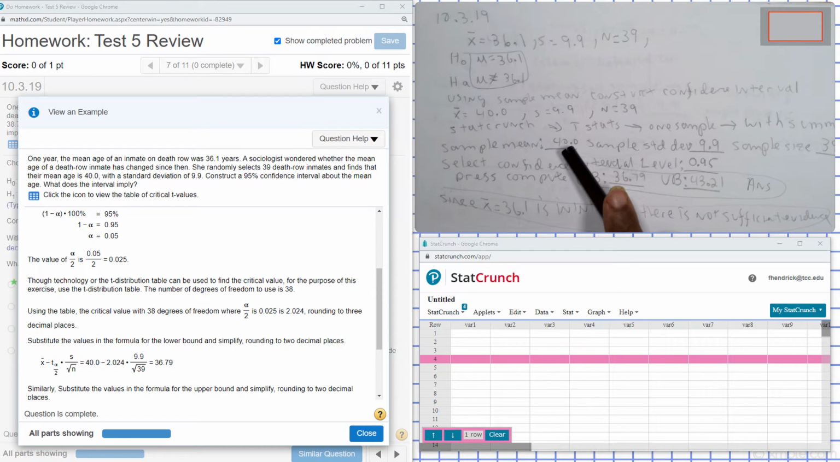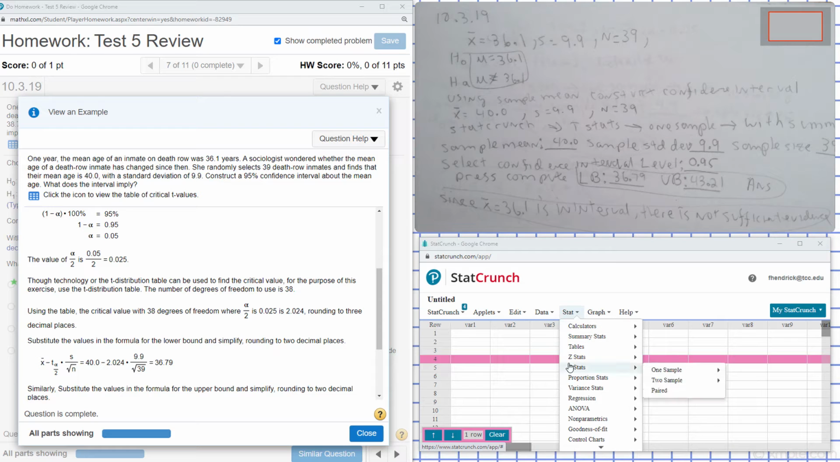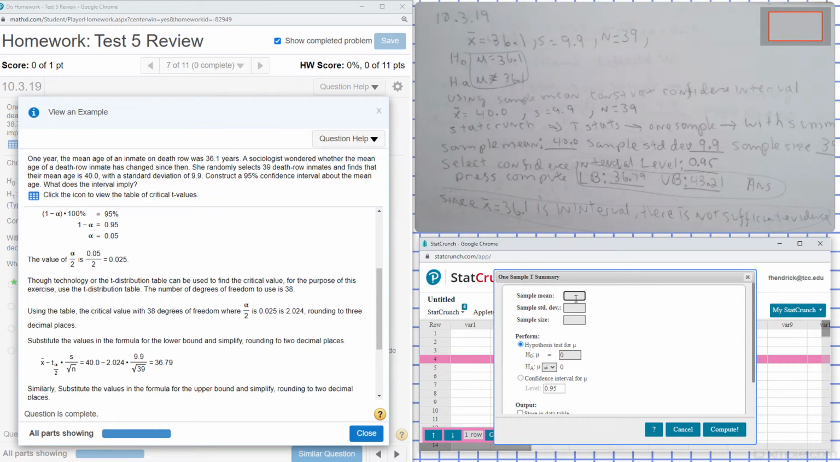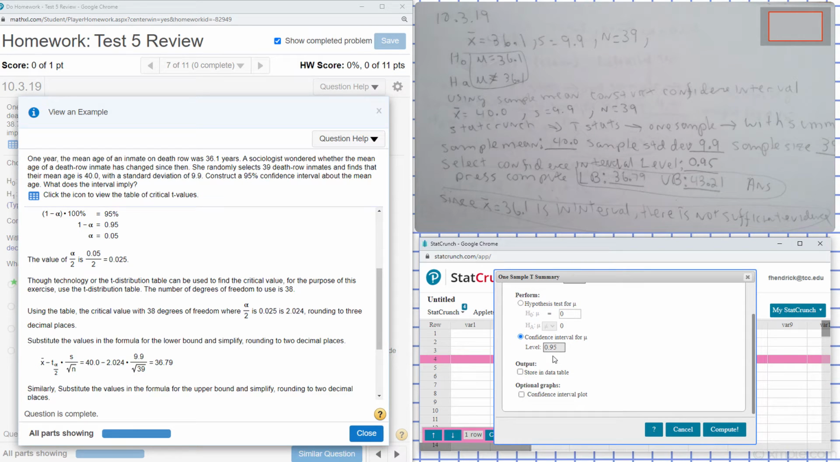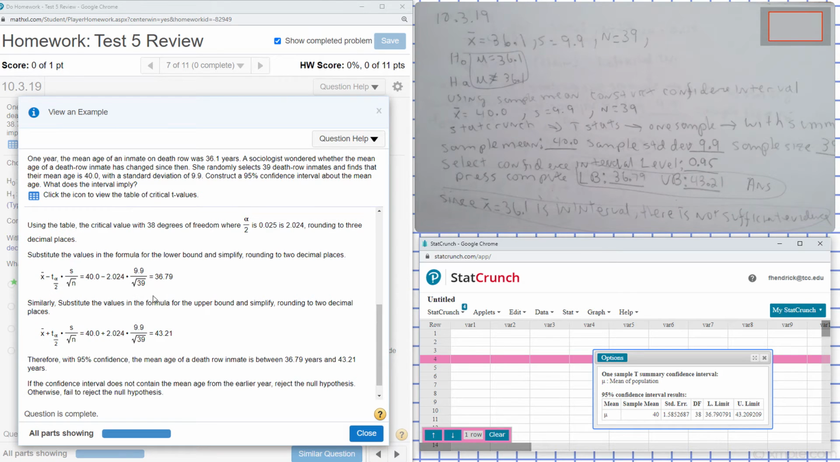So I can open up StatCrunch. Go to Stats, T Stats, and then One Sample with Summary. Then for my sample mean, I can put in 40. My sample standard deviation is 9.9, and my sample size is 39. Then I select confidence interval, set it here at 0.95, and press Compute, and it should give me the lower and upper bounds of the confidence interval. You can see my lower bound is at 36.79, and my upper bound is 43.21.